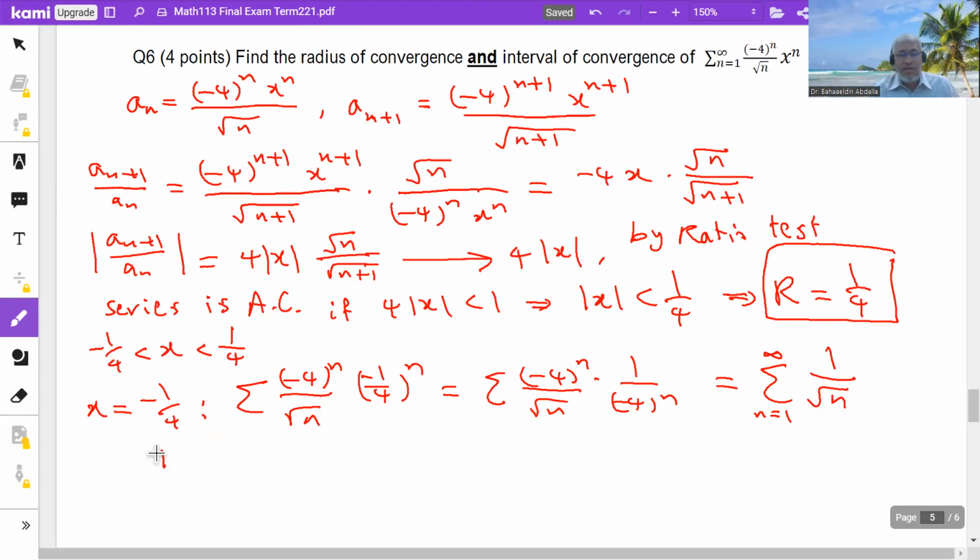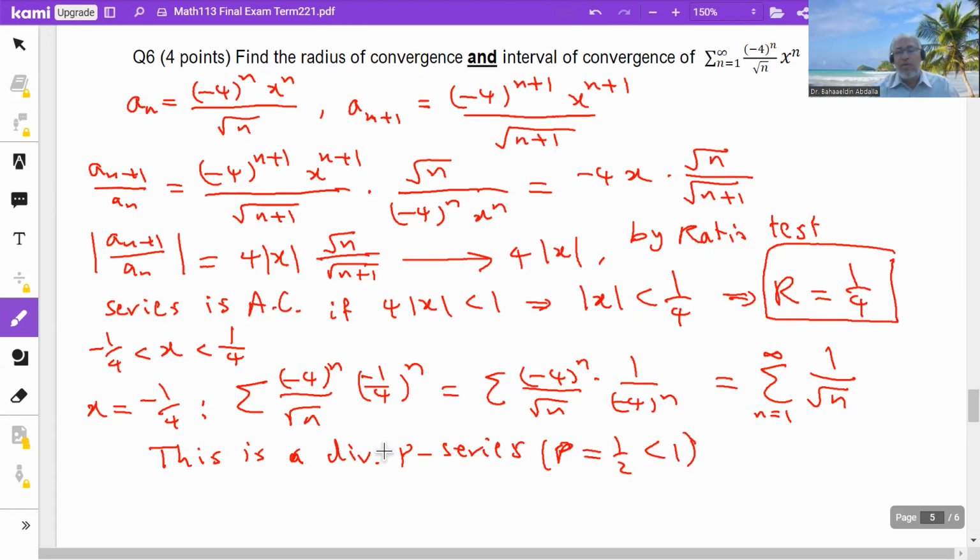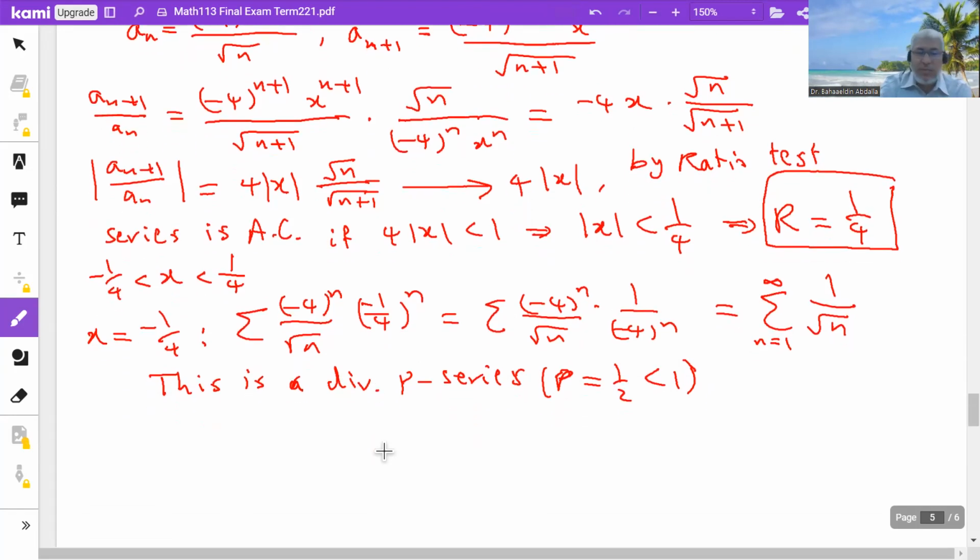And this is a divergent p-series because p is 1 over 2, less than 1. So it's a divergent p-series. So when x is -1 over 4, the series is divergent.